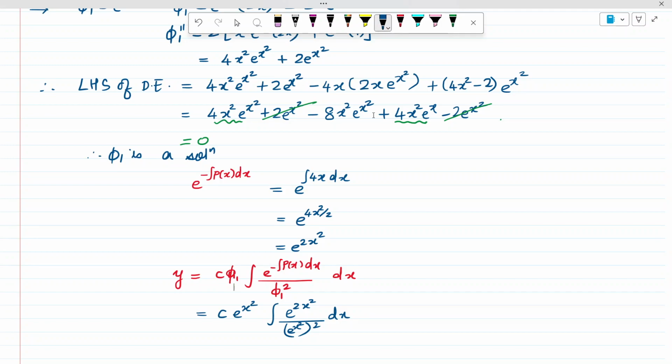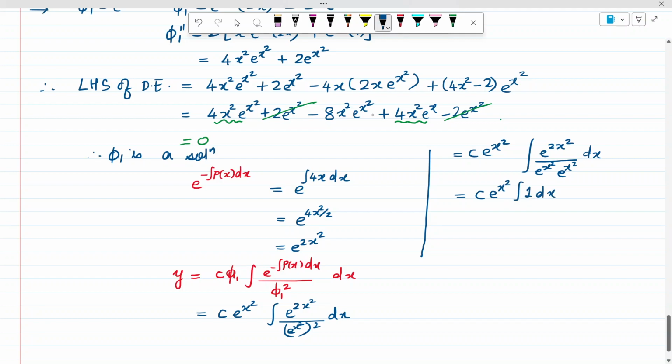I'll continue this side. C e raised to x square, numerator is 2x square, denominator is e raised to x square into e raised to x square. So that is nothing but 2x square again, if you can calculate that. So I'm left with integral of 1, and integral of 1 is nothing but x. So this is your second answer, you can say. Okay, this is your required second answer. Or your second solution is x over here.